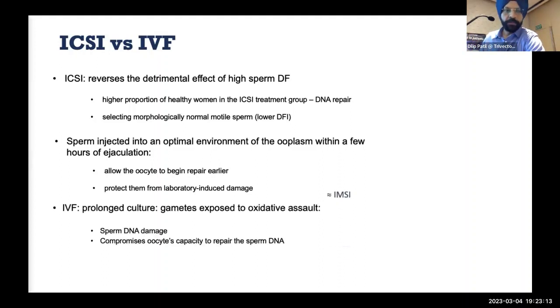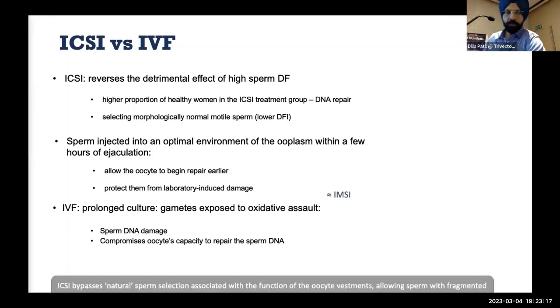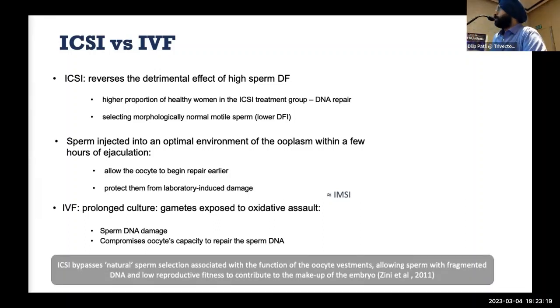But again, some authors do say that IVF works out better, because ICSI bypasses the natural sperm selection associated with cumulus cell and oocyte vestments, allowing sperm with fragmented DNA and low reproductive fitness to contribute to the make of the embryo. So again, there are two theories, but if you look at the meta-analysis, it goes in favor of ICSI only. So in case there is an established high DFI case, I will prefer to go for ICSI.